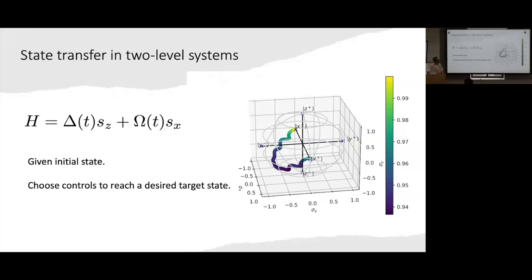I've got some initial state, say it's the x minus state here, and I want to know how to get to a target state, say the x plus state. Or I might want to stay in the same state, and then this is a problem of preserving coherence, essentially. So the question is, how do you choose controls to reach this desired target state, and what are the kind of limitations on how you can do this?